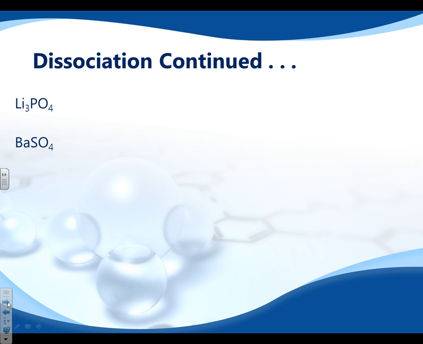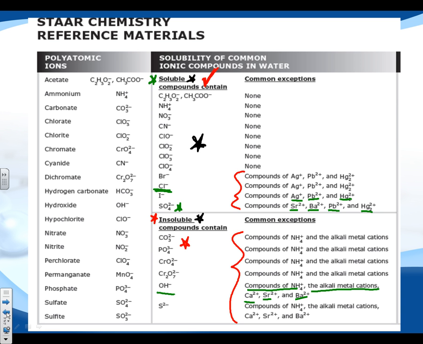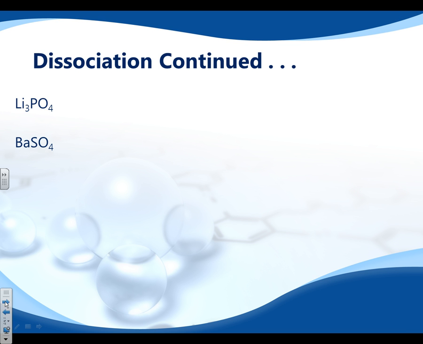Lithium phosphate. Lithium is definitely a metal. Phosphate is a polyatomic ion. So I know it's ionic. The next question I need to ask is, is this particular compound soluble in water? So let's go back, look at our list. Where's phosphate? Here's phosphate. There's my negative ion. Phosphate is insoluble unless it's bonded to ammonium or an alkali metal. Lithium happens to be an alkali metal. So it is ionic, it is soluble.